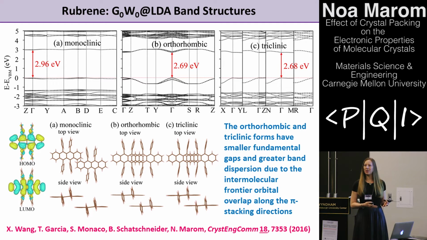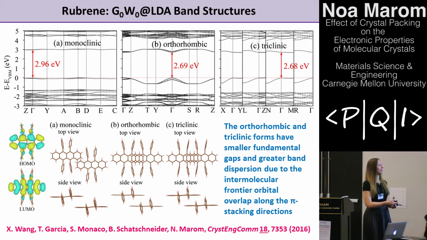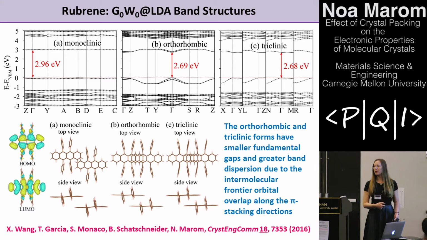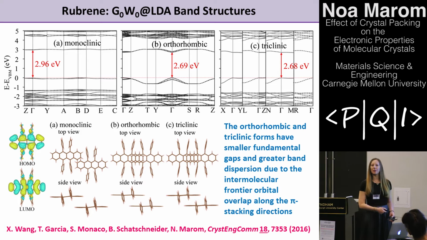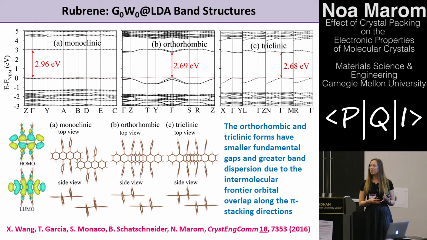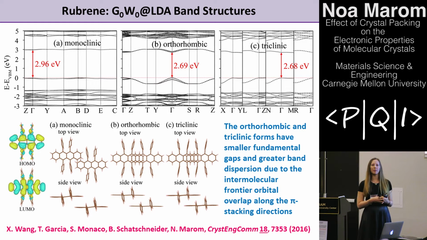And we can attribute these differences to the coupling between molecules in these different crystal structures. So the frontier orbitals of rubrene are actually localized on the tetracene core. And in the monoclinic structure, there's no overlap between the tetracene backbones of different molecules. So that means the coupling between molecules in this crystal is weak. And therefore, we get these very flat bands and a larger gap.